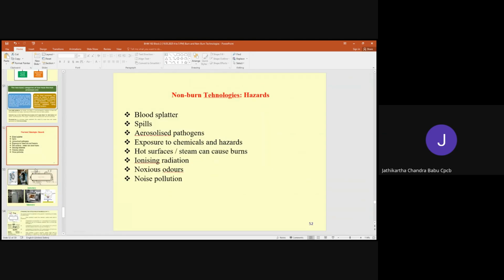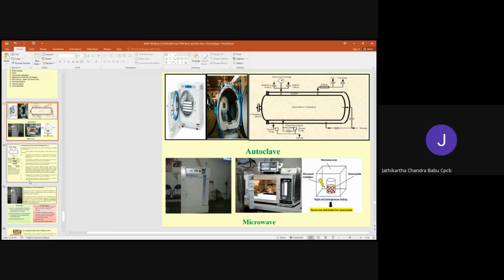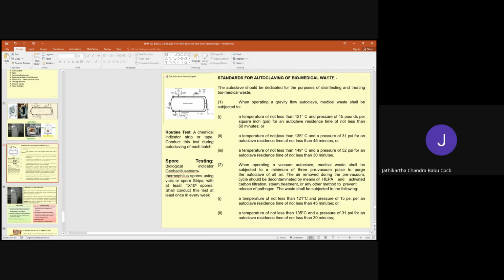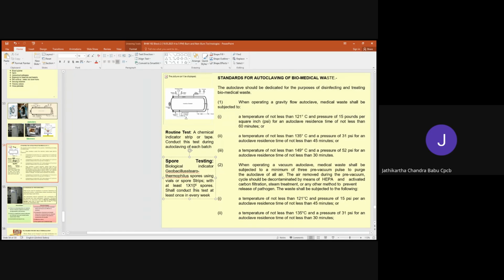I don't want to go through this exactly, because in the last class we discussed autoclave, and we also discussed the microwave. The temperature to be maintained in an autoclave is 121 degrees, pressure 15 psi. In a gravity autoclave, we have to maintain a residence time of not less than 60 minutes. Whereas in a vacuum autoclave, it will maintain a temperature of 121, pressure of 15 psi, and the residence time should not be less than 45 minutes. We have to conduct the routine test, that is the strip test, for every batch, whereas the spore test has to be conducted once in a week.